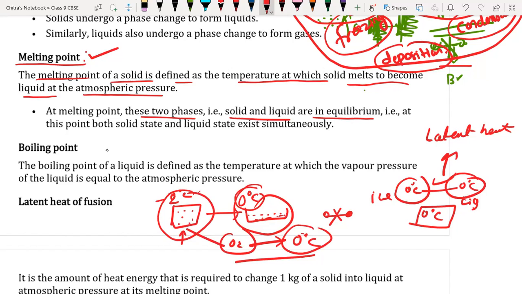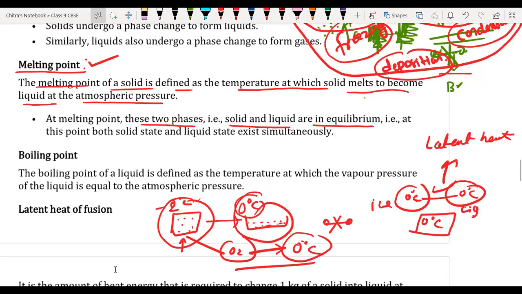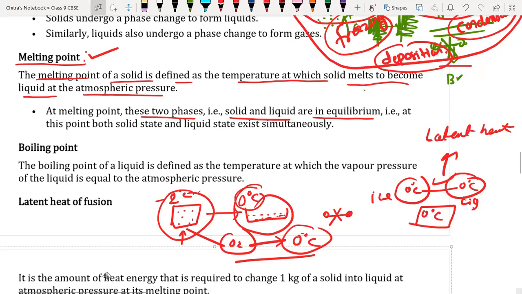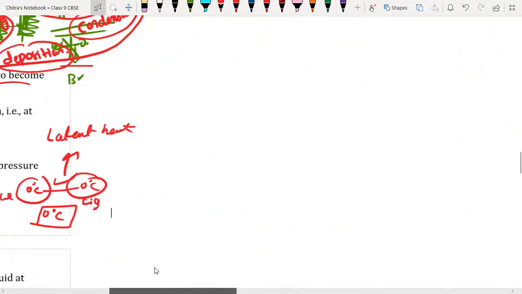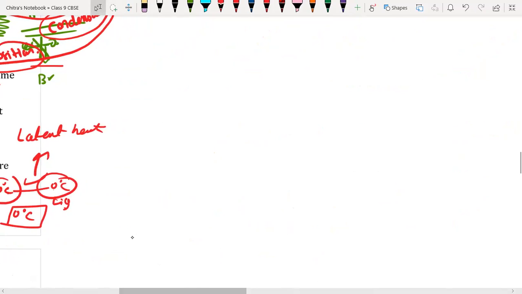Sir, I didn't understand what is latent heat. Okay, let me explain it with the help of an example. Suppose you have ice at your home. Ice, you know ice? Suppose you have ice, beta.